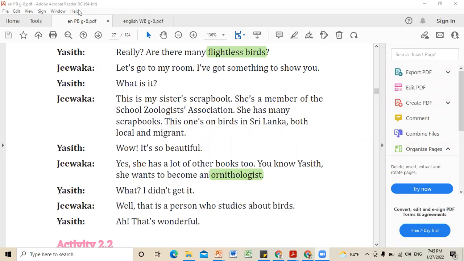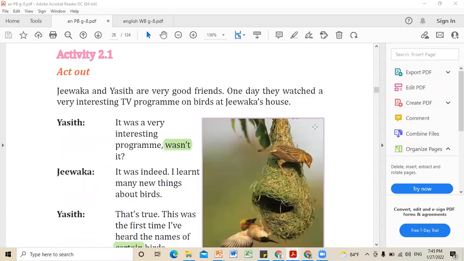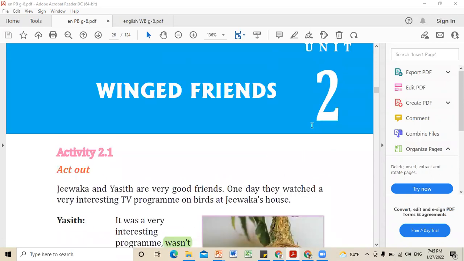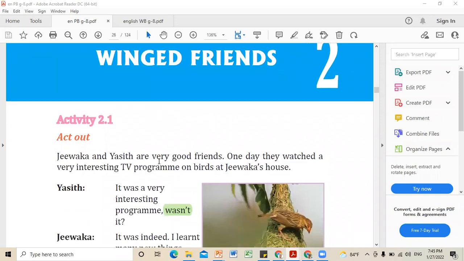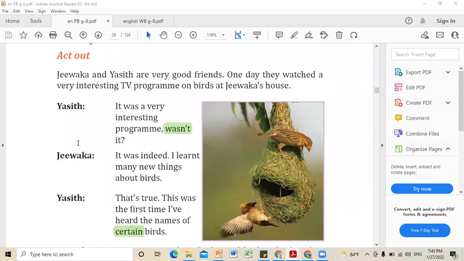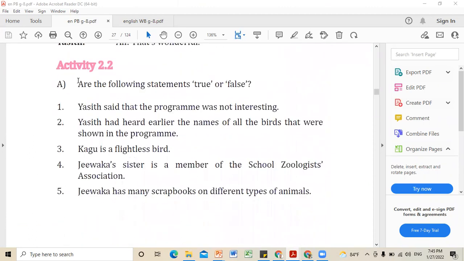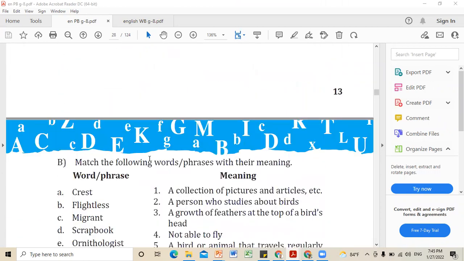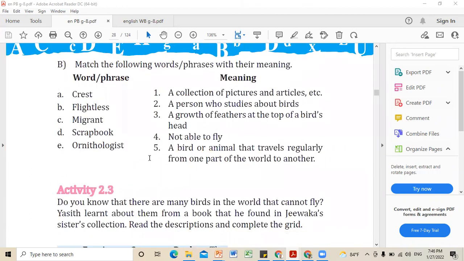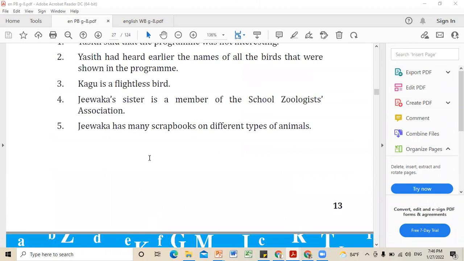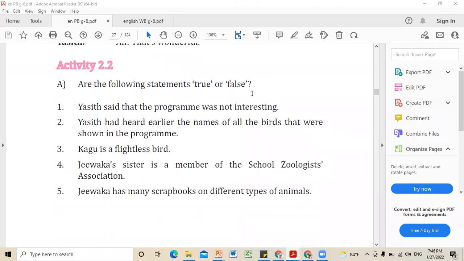So last time, in the last lesson last week, we did this activity in your pupil's book under Unit 2. We started Activity 2.1. There we read what Yasith and Jeevaka were talking about. And then I think I asked you to do Activity 2.2, part A as well as part B, to try at home, right? I hope you had some time to go through it. So shall we discuss the answers for this, Hirusha?